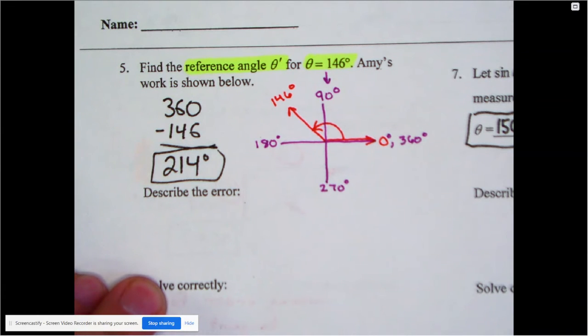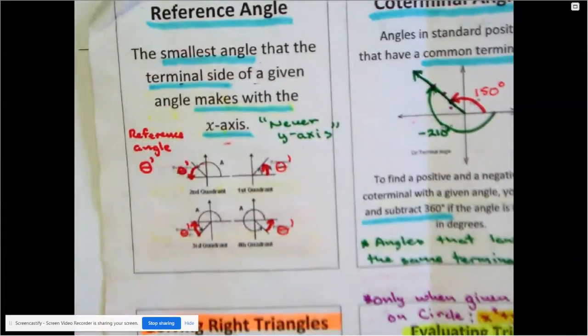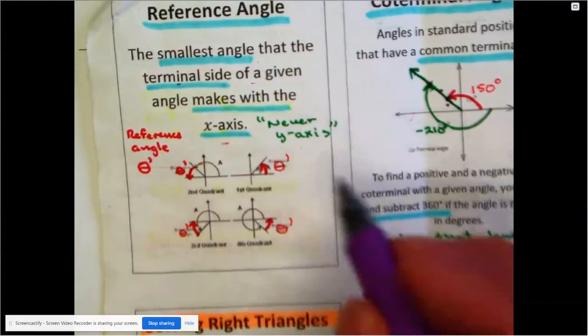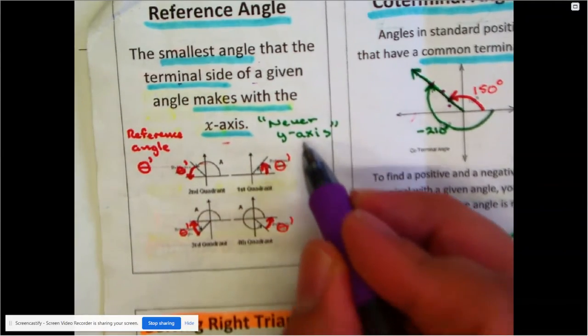But when they said, give me the reference angle, well, again, that's where your word wall kicks in to try to help you out. But when you're looking for reference angle, so here it is in your word wall. Look at the note we wrote. It's the smallest angle back to the x-axis. We never use the y-axis.